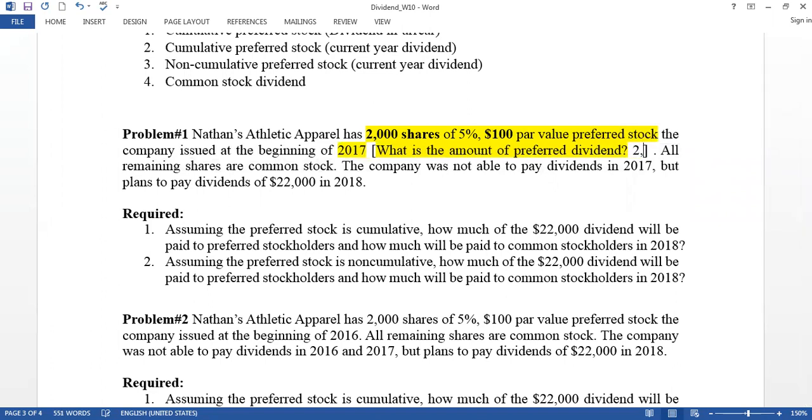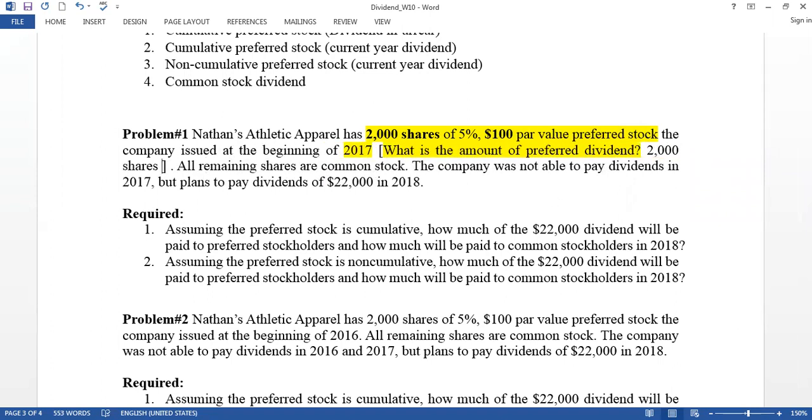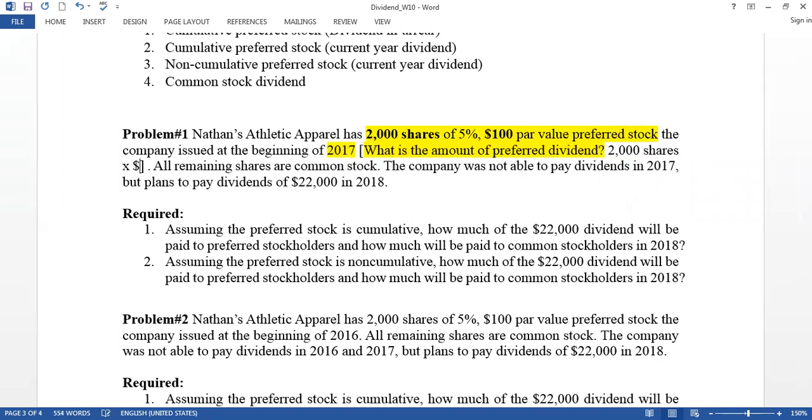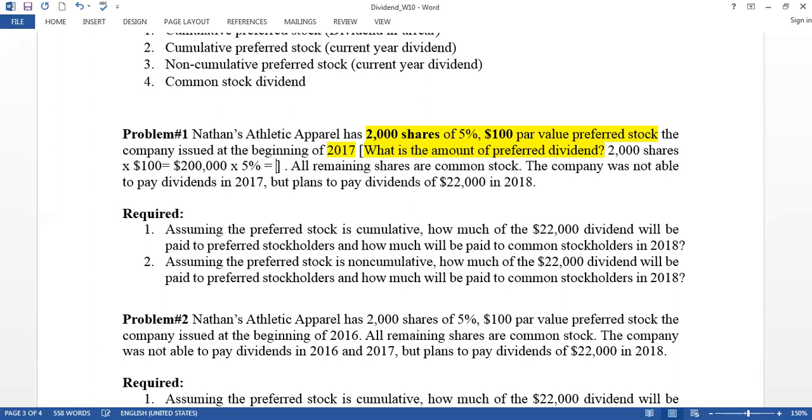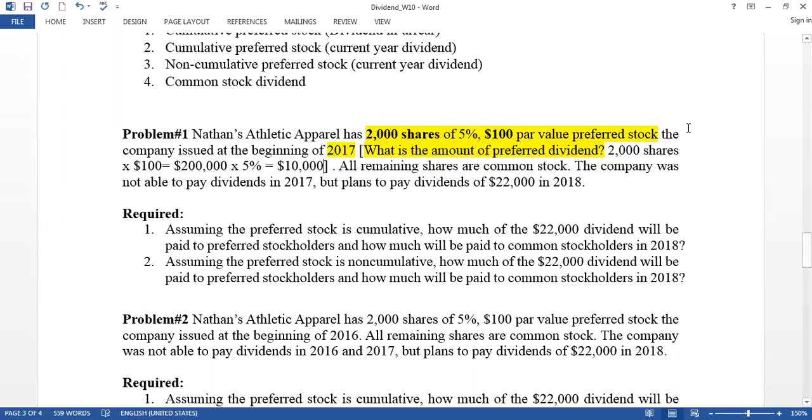So you buy 2,000 shares, right? Per share is $100. That means you paid $200,000. You buy these shares and you paid $200,000. And today you already know your dividend. How much? 5%, right? Equal $10,000. This is your dividend you already know from the very beginning.